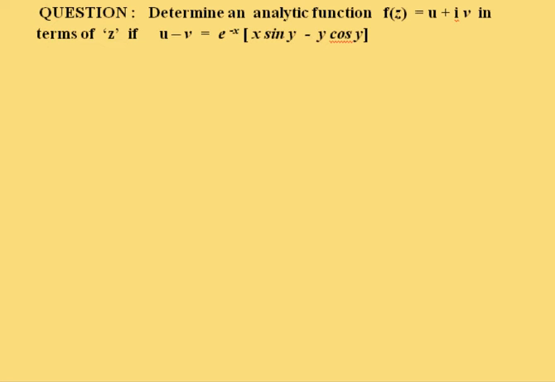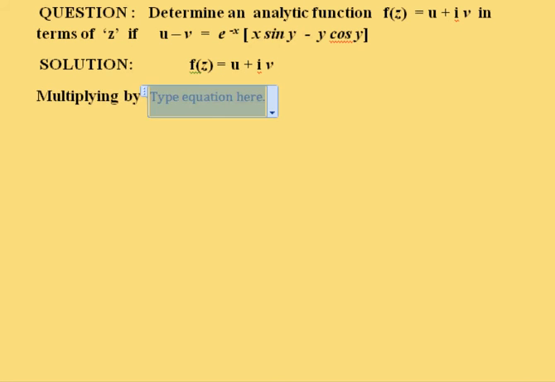So for the solution of this question, here we are given the difference of real and imaginary part of the function f(z). So we will use here the Milne-Thomson method, but before it we will make some modification to the question. Here we have to find f(z), that is u plus iv. Multiplying both sides by i, we will get i into f(z) is equal to iu minus v, because i squared is equal to minus 1.